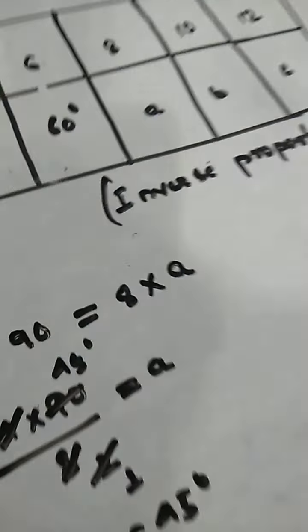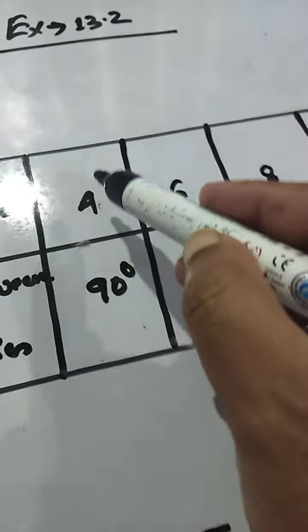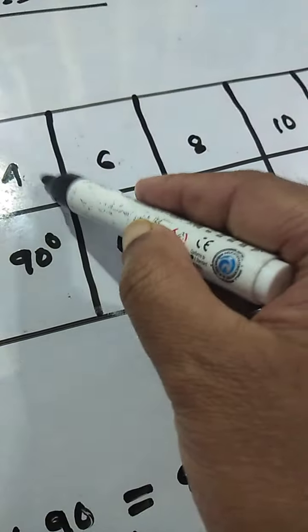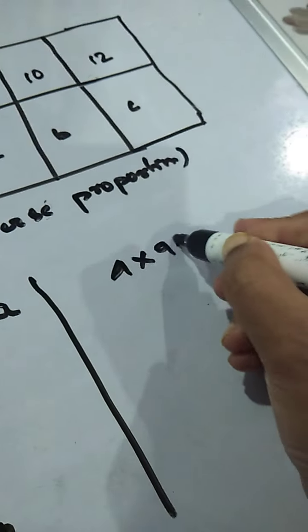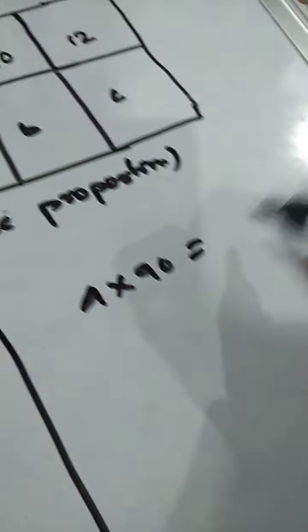Now we'll find B. We'll get the value of B now. So again we'll compare these four values, that is 4, 90 degree, 10 and B. So it will look like 4 into 90. Again we'll multiply 4 with 90, and here we'll multiply 10 into B.